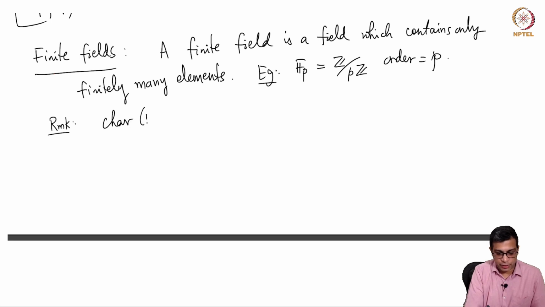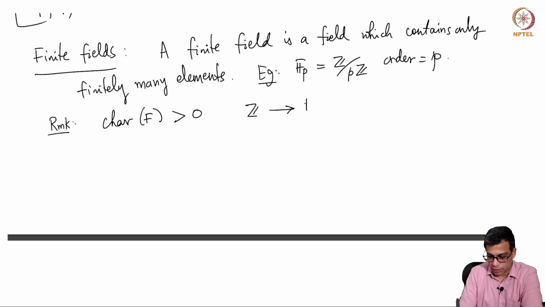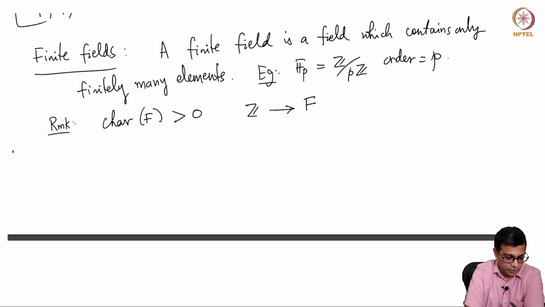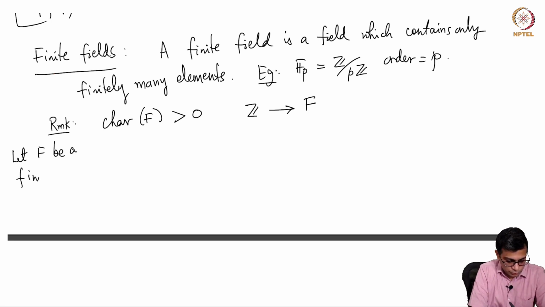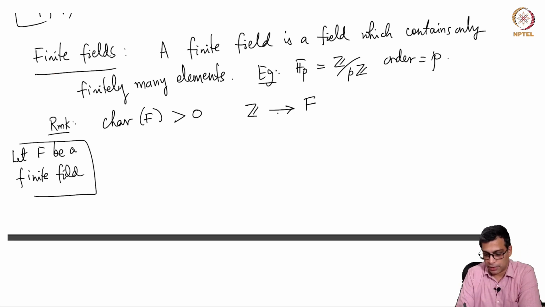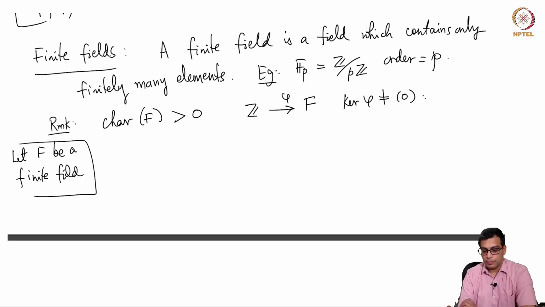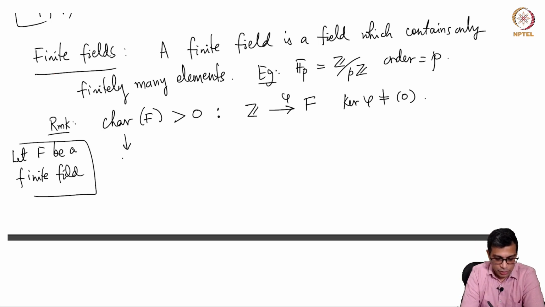The characteristic of a finite field is greater than 0, right? Because remember, I recalled the characteristic. If F is a finite field, so let F be a finite field, in the rest of this video F is a finite field, there is a homomorphism. The kernel has to be non-zero, because if the kernel is 0, Z will be contained in F. Z is infinite, so F will be infinite. But F is finite, so the kernel will be non-zero. It is generated by a prime number then. So the characteristic is in fact a prime number.